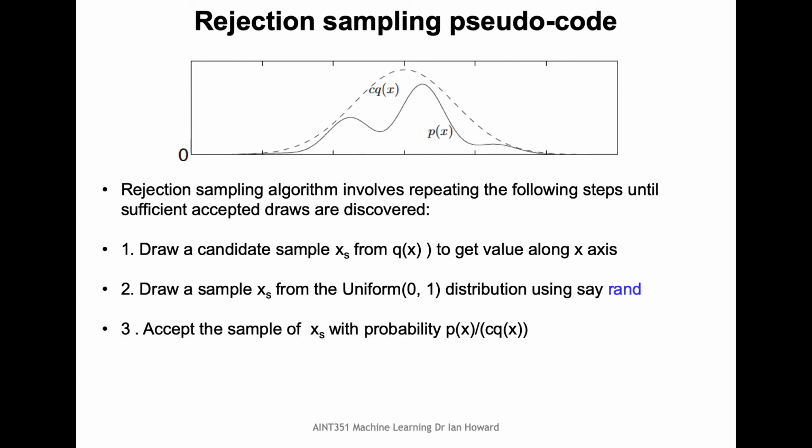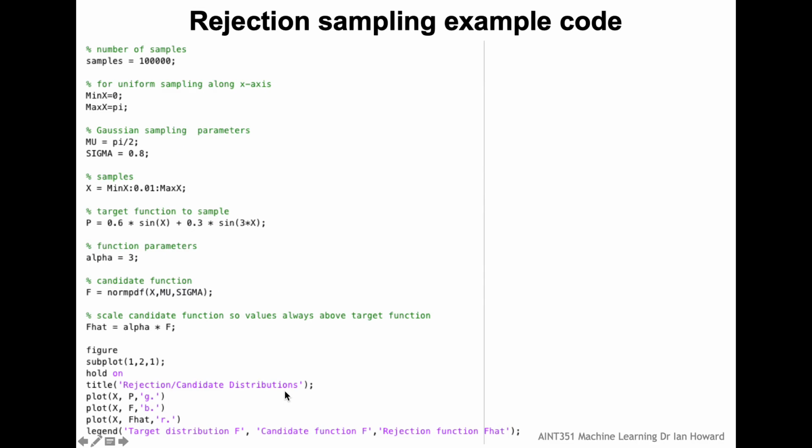What we can say then is if that value is less than or equal to the probability that we want to keep this thing, so the probability that we want to keep it is p of x divided by c q of x, then we keep the value and keep the sample. Otherwise, we just throw it away. And we keep going around this over and over again until basically we're finished.